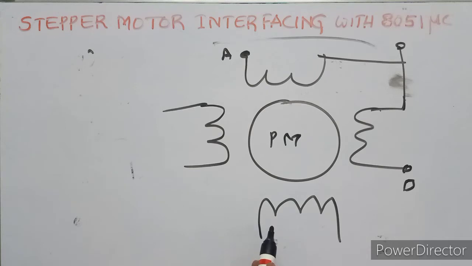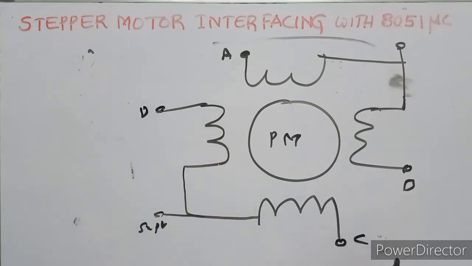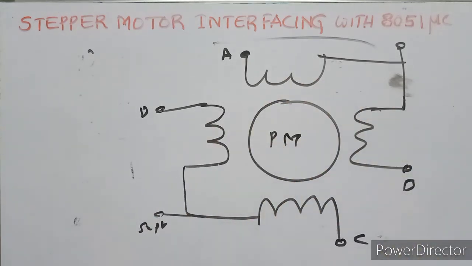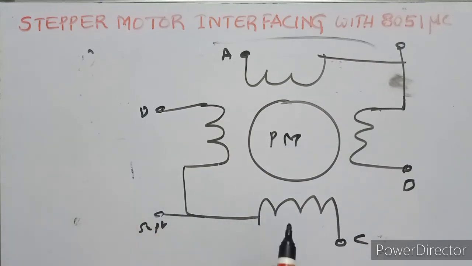This is the supply. This is D, this is C. So this is the unipolar stepper motor. This type of stepper motor is commonly referred to as a four-phase unipolar stepper motor.